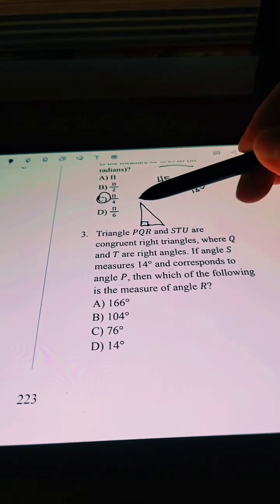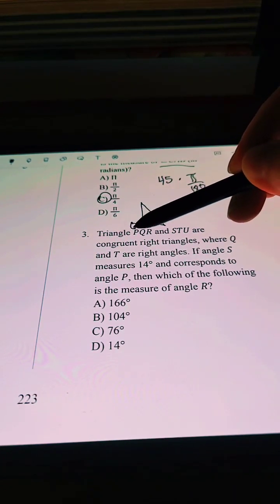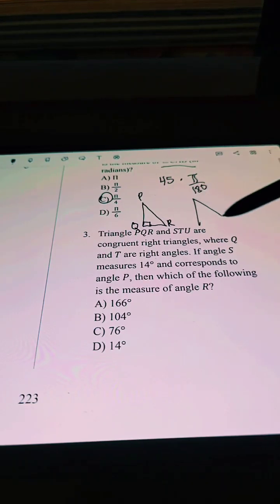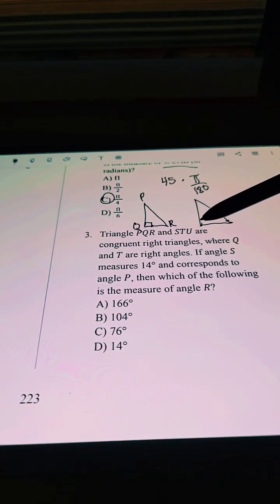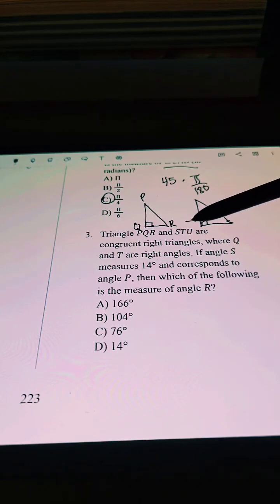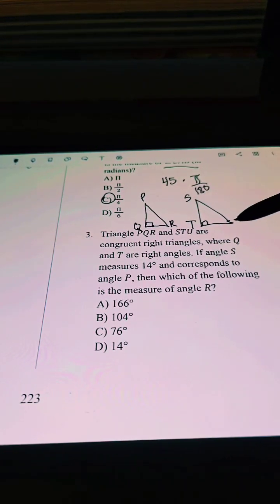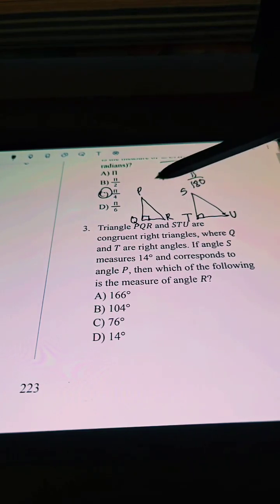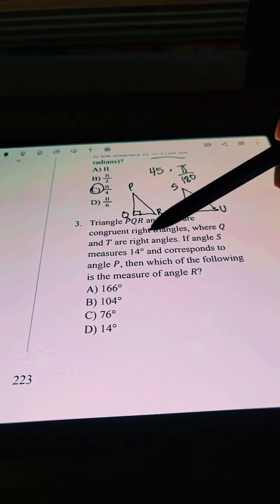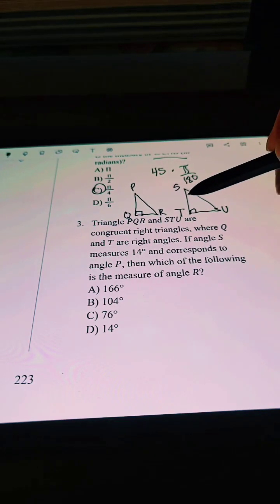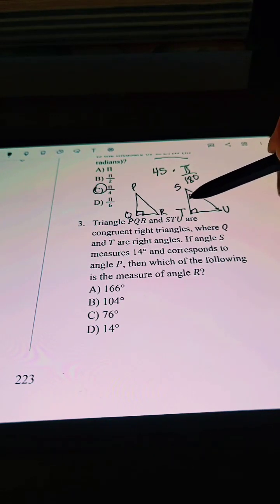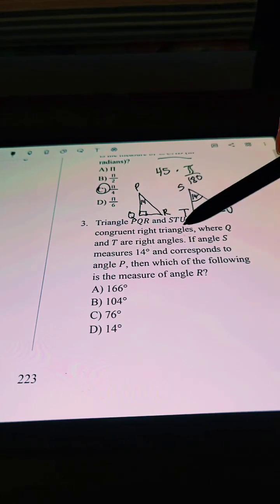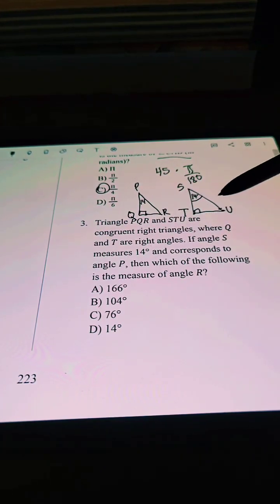So I have PQR, and Q is one of the right angles. So I'm going to say it's PQR like that. And then I'm going to do another right triangle where T is the right angle, and it's called STU. And it said S corresponds to P, so that matches. Good. If S measures 14 degrees, so this is 14 degrees, and it corresponds to angle P, meaning this is also 14 degrees, then which of the following is the measure of angle R?